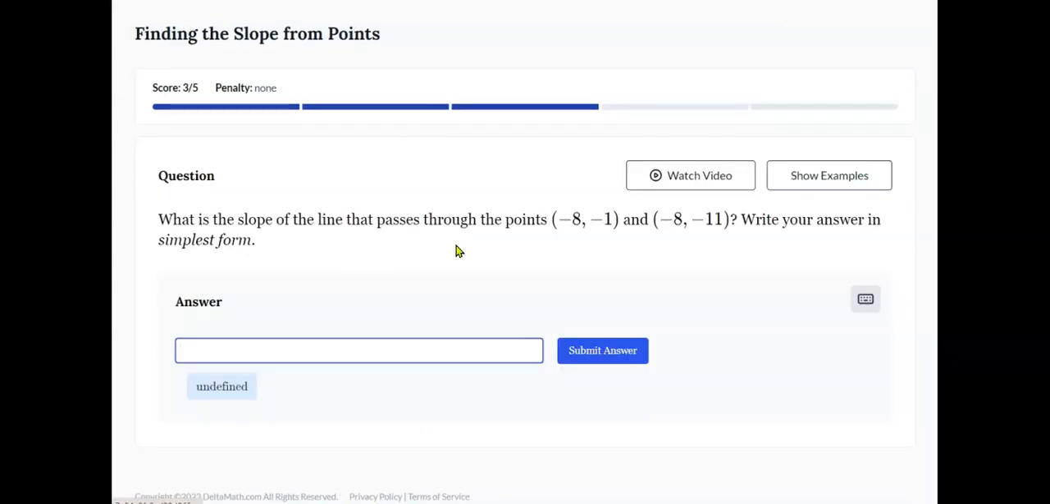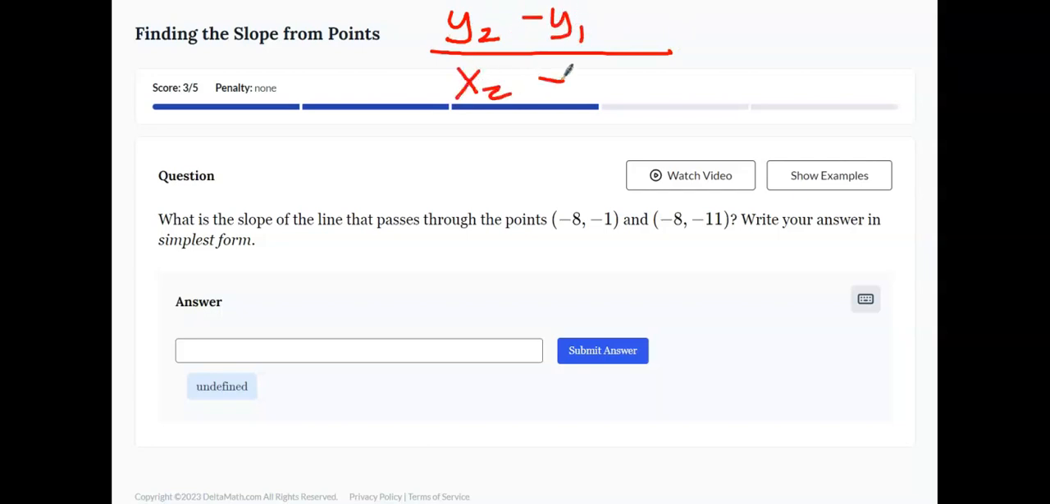Let's take a look at the second topic. The second topic is finding the slope from 2 points. Now when you find the slope from 2 points, you have to use the slope formula. The slope formula looks like this: y2 minus y1 over x2 minus x1.